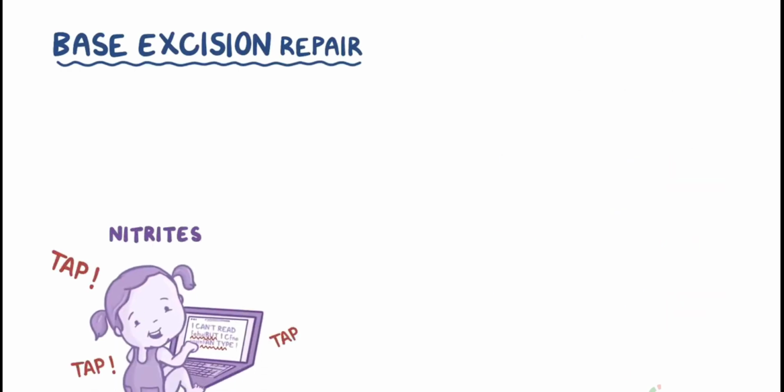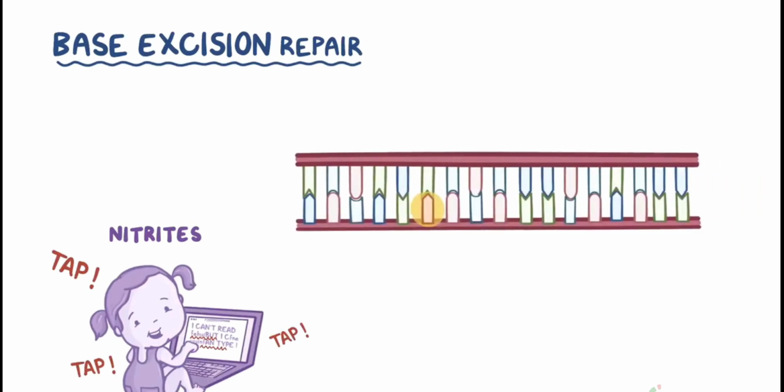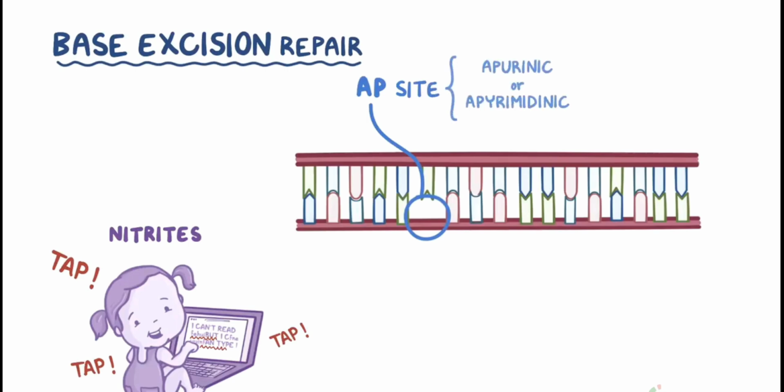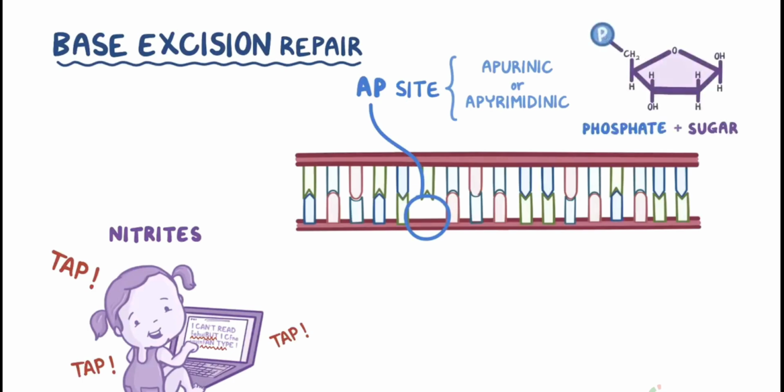So nitrites can make quite a mess with DNA, a bit like a toddler grabbing your computer and changing letters in your document. Base excision repair relies on enzymes called glycosylases that remove the damaged base and leave behind a tiny gap in the nucleotide, called an AP site, because it's apurinic or apyrimidinic. In other words, all that's left of the nucleotide is the sugar and the phosphate group, because it has no base there whatsoever.